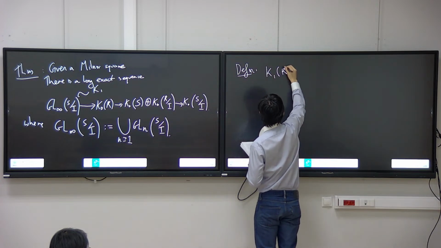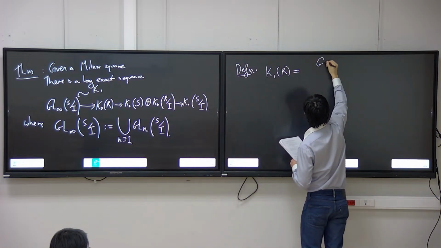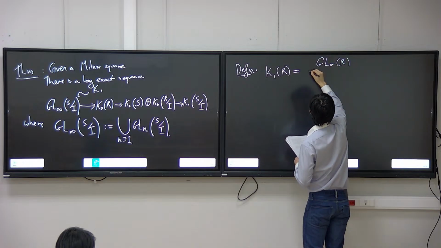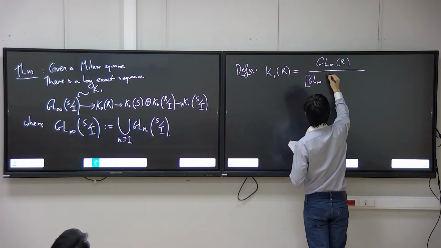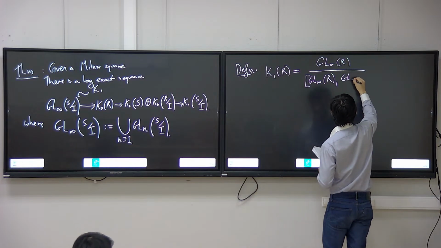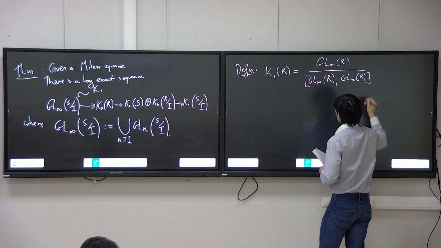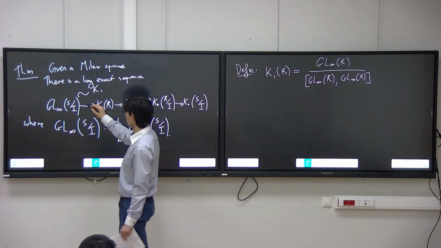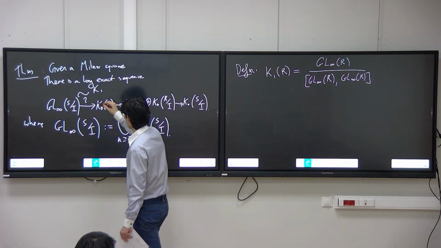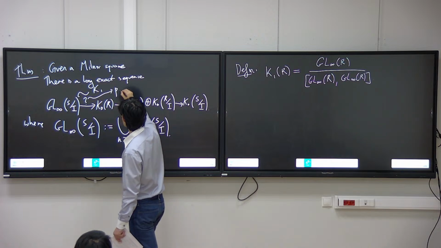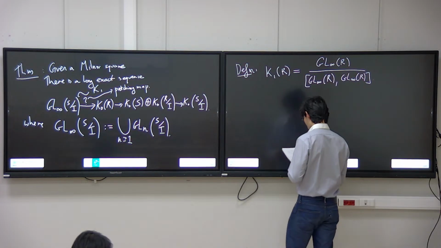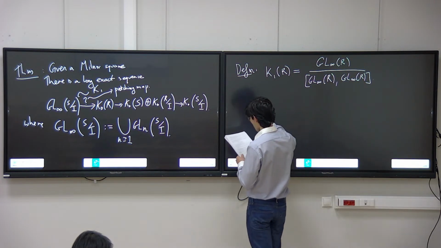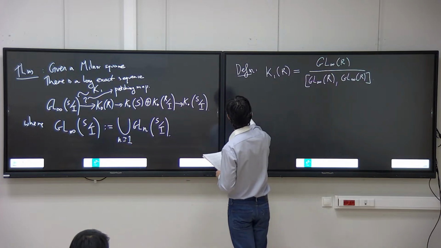K1 of R for a ring R is this GL infinity of R, quotiented out by the commutator subgroup. So, yeah, I didn't really define what this map is, but I guess in the literature maybe it's called the patching map, but let me not define it. Okay, and with this definition of K1, we indeed get a long exact sequence with K0 and K1.